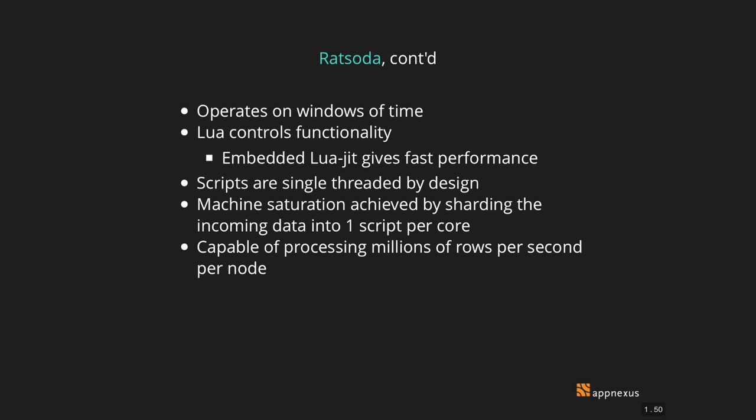It's like mini batch. We use Lua to actually control the underlying functionality of Ratsoda. And we use LuaJIT to make it fast. Scripts are single-threaded by design, and we actually saturate a machine by just running multiple scripts, one per core usually. It's capable of processing millions of rows per second per node, which is important when you're dealing with the fire hose that we have.